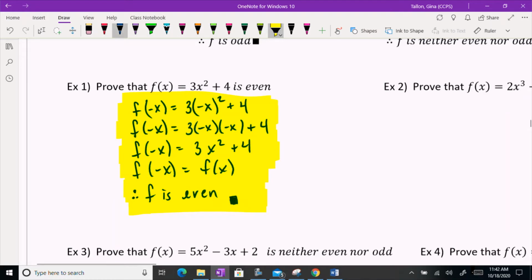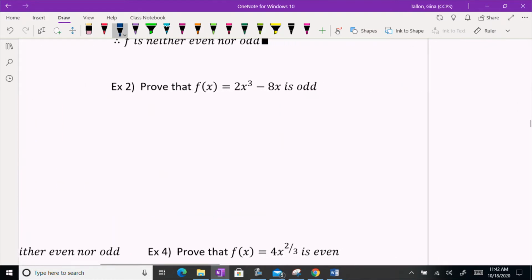Example 2 now. I want to prove that f of x equals 2x cubed minus 8x is odd. So I know that that's a function. It's a cubic function. So I'm just proving that it's an odd function. First step, test f of negative x. In other words, negate the input. So this is 2 times my input cubed minus 8 times my input. My input is negative x.